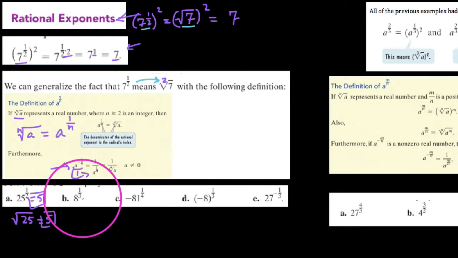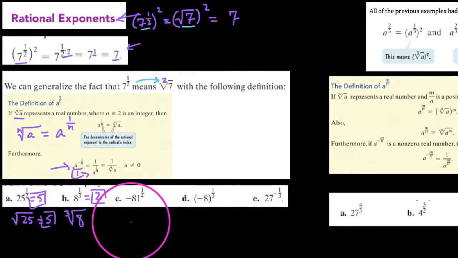Same thing over here, where I say, well, I recognize that this is the cube root of 8. 8 to the 1/3 is the cube root of 8. But I could also say, well, what is the cube root of 8? What could I take times itself 3 times to get 8? It's just 2.